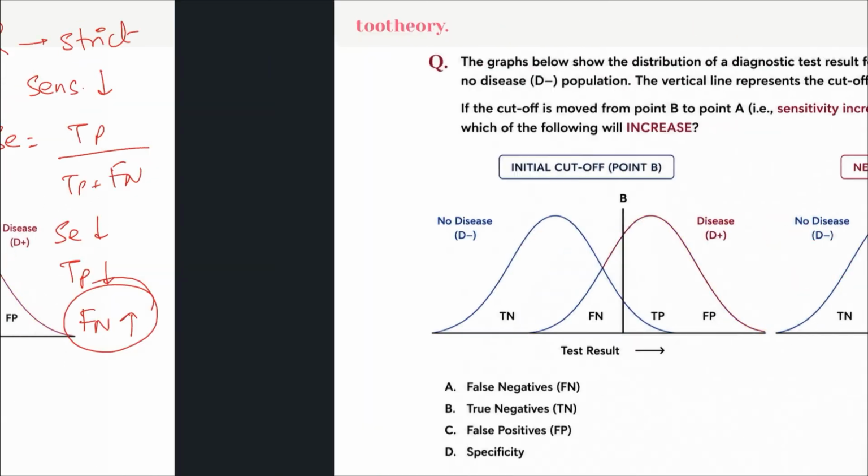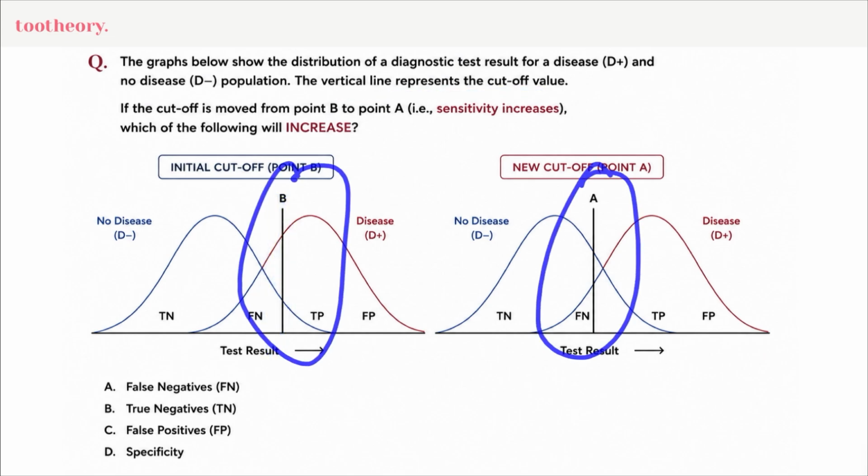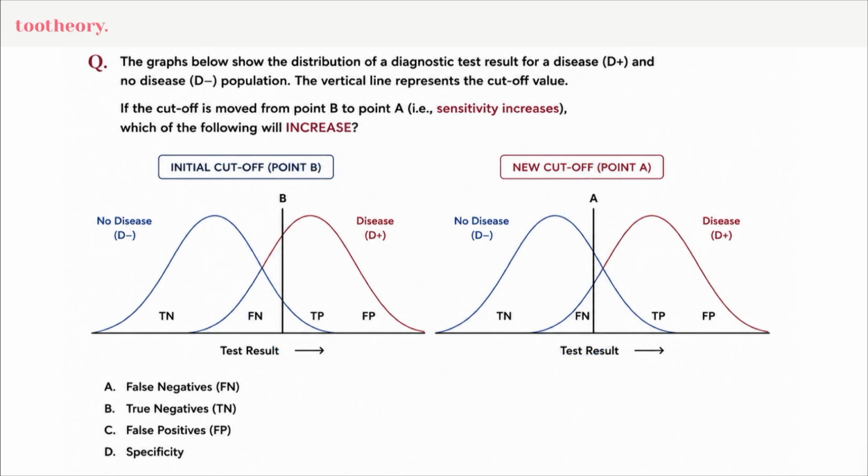Let's look at another case wherein the cutoff was over here and it has shifted left towards here. So the graphs below show the distribution of a diagnostic test for a disease and no disease population. The vertical line represents the cutoff. If the cutoff is moved from point B to point A, which is basically moving left, and here is another hint for you, which says that the sensitivity increases if the line or the cutoff moves towards the left. Which of the following will increase now, right?